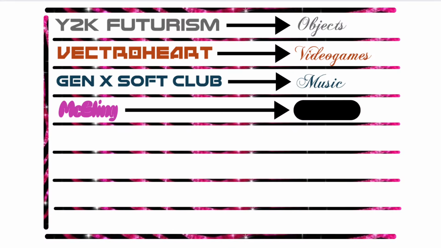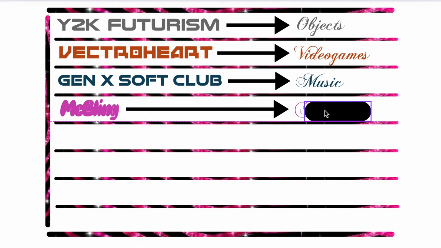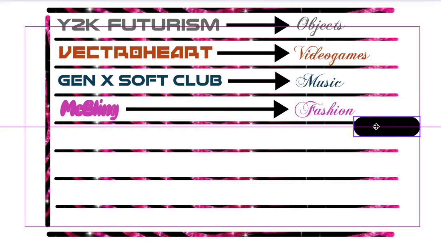What is arguably the Y2K aesthetic. I'm even getting a little excited talking about it. McBling. So I decided I'd make a little table to visually show what each Y2K aesthetic correlates to, at least in my opinion. Y2K Futurism, as you can see, objects. Vectorheart is, of course, video games. Gen X Soft Club, music. And I feel McBling definitely belongs right here with fashion.